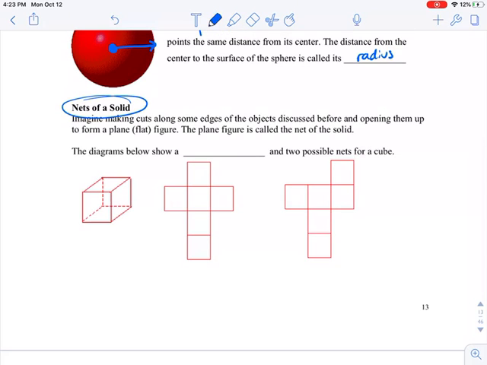Now a net is an unfolded shape. So this first one is a 3D cube. And these are two possible nets. If you think about how this unfolds, this could be the bottom, and then these are the sides, so four sides, and then this is the top. If you ever get an Amazon delivery and you have to break down the box to put it in the recycling, you'll know what this idea is. You're folding down all these sides, and then the top also folds down.